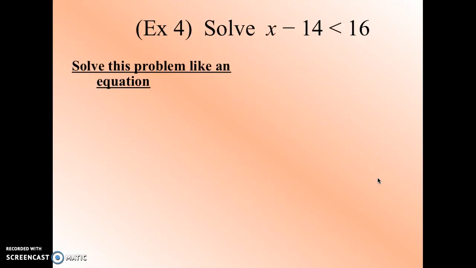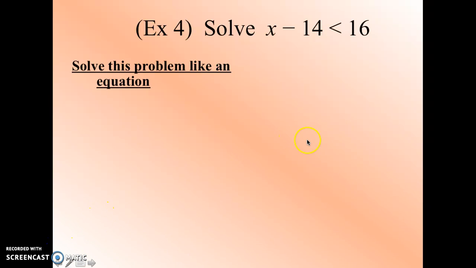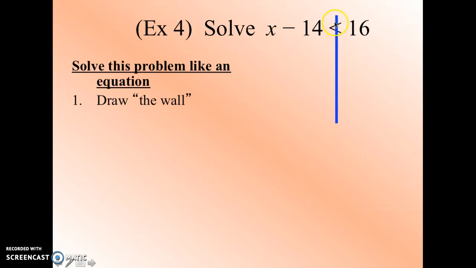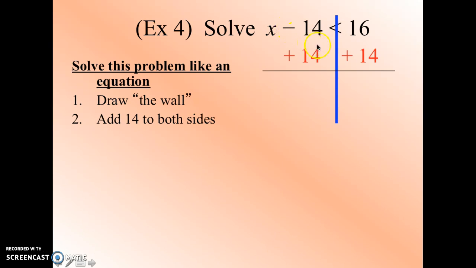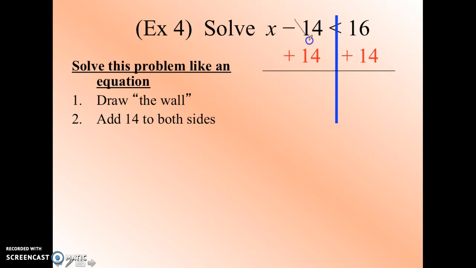So here's what we got, a linear inequality. You'll notice how it looks very much like an equation. So it's going to be solved just like an equation. So first what we're going to do is draw the wall, if you remember from the equations from before. And the wall is going to go down here through the inequality. And we're going to do the inverse, which is adding, because the inverse of subtraction is addition. Adding 14. So the 14's cancel, and we just add 16 plus 14 to get 30.